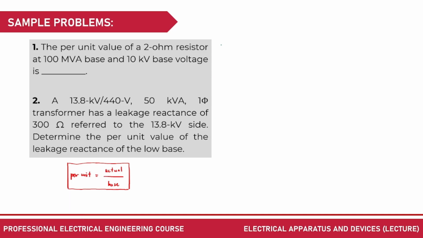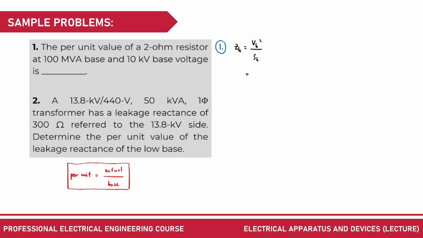For number one there, the per unit value is what? What we need to get from here is the Z base, because we have a 2 ohm resistor. So we need to get the per unit value of a resistance, no? So for Z base, that definitely is V squared over S base.